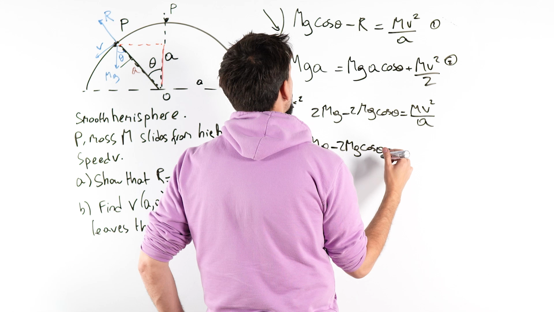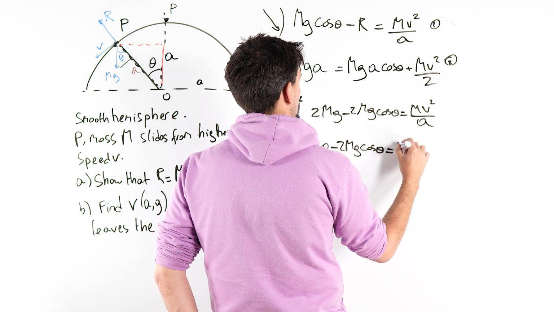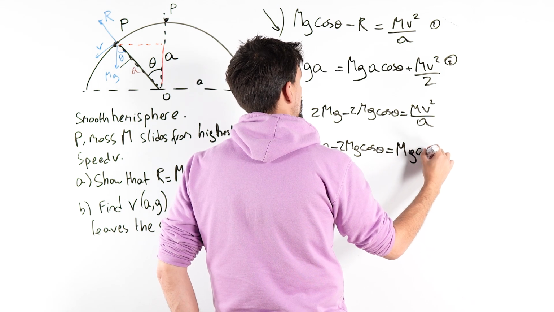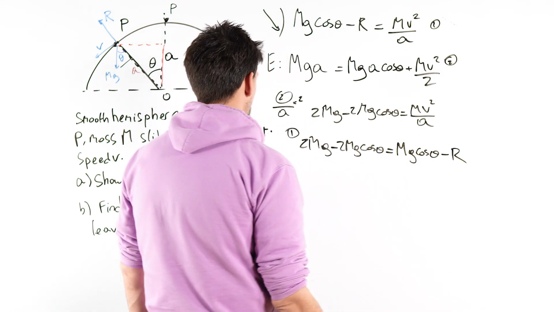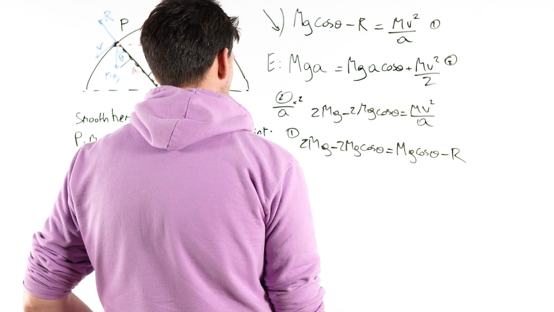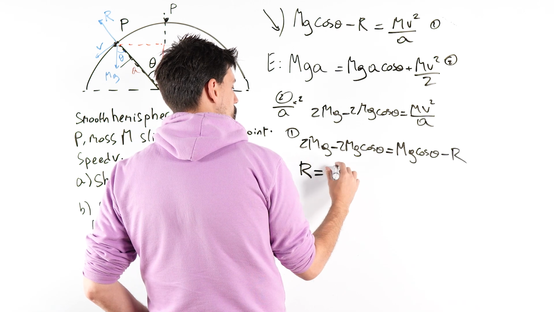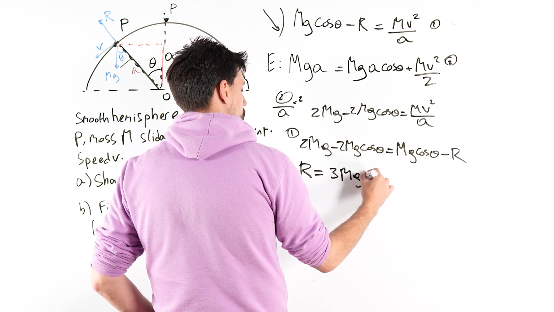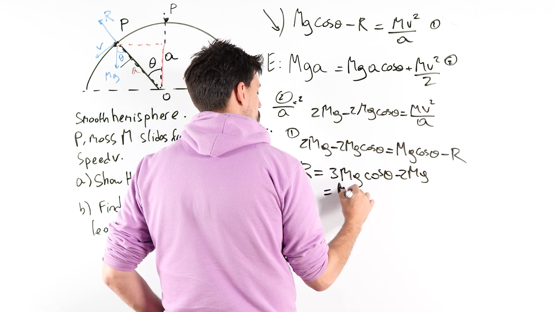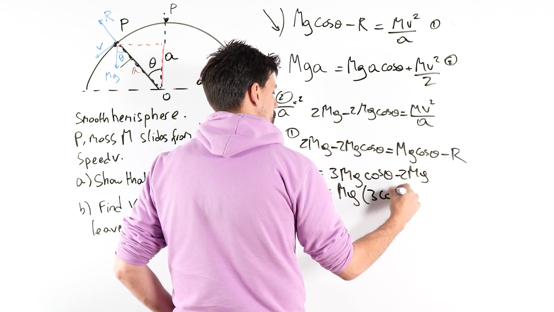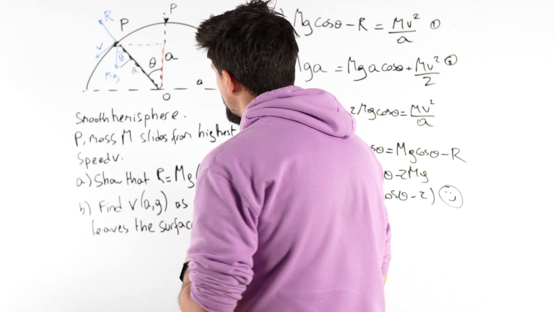Which is mg cos theta minus R. And that should do the trick for me. So let's bring that over here. R is equal to 3mg cos theta minus 2mg, which is what we want. mg times 3 cos theta minus 2. The smiley face of destiny.